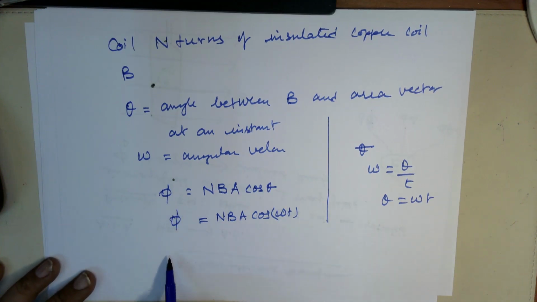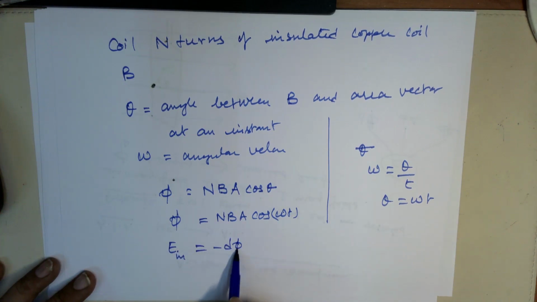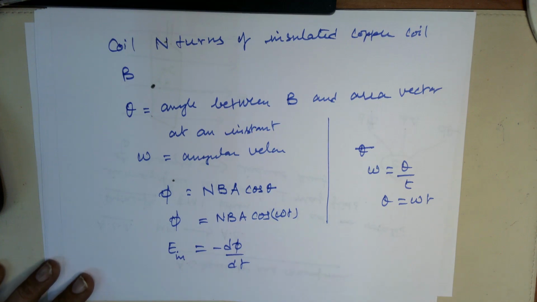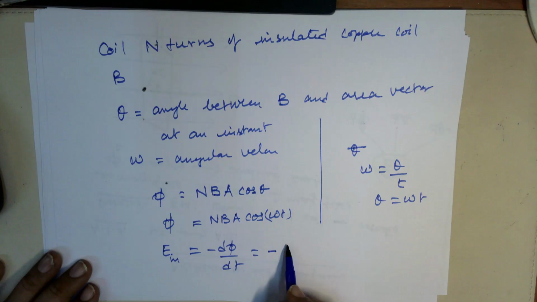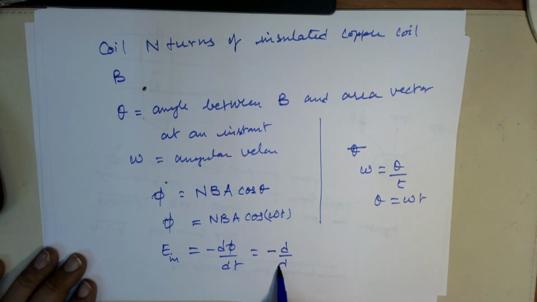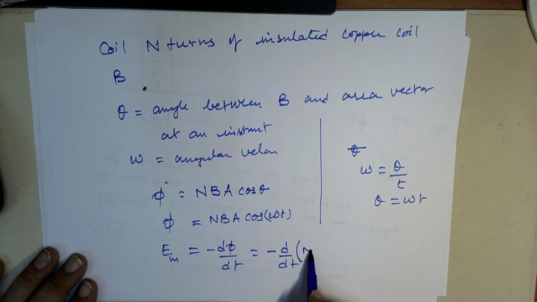Take down. Now what do you mean by induced EMF? It is nothing but the rate of change of phi, is it not? Minus d phi by dt. Got it? So that is equal to minus d by dt of, you have to substitute the entire equation here. What is that? N B, instead of phi you can put this A, and then cos omega t. Let us go step by step.